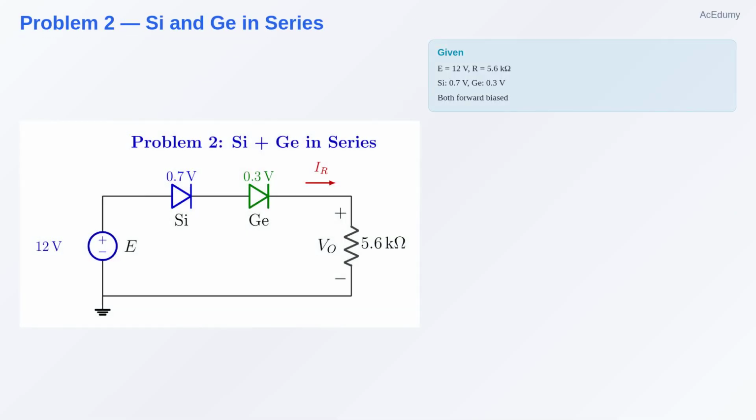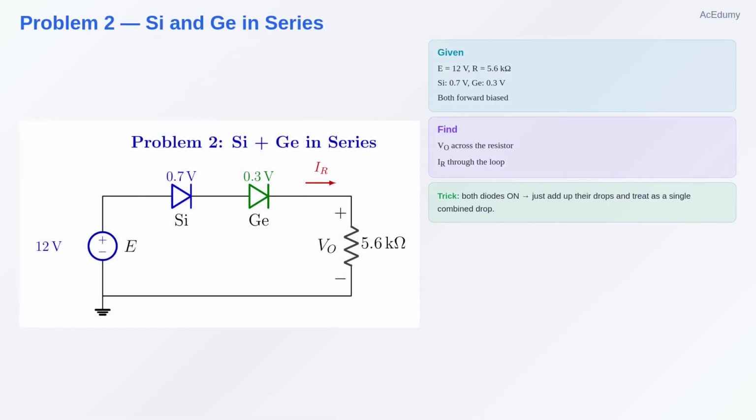Now for something more interesting. 2 diodes in series, both forward biased. On the left, a silicon diode with 0.7 volts. On the right, a germanium diode with 0.3 volts. Powered by a 12-volt source through a 5.6 kiloohm resistor. Find V_O across the resistor and the current IR through the loop.